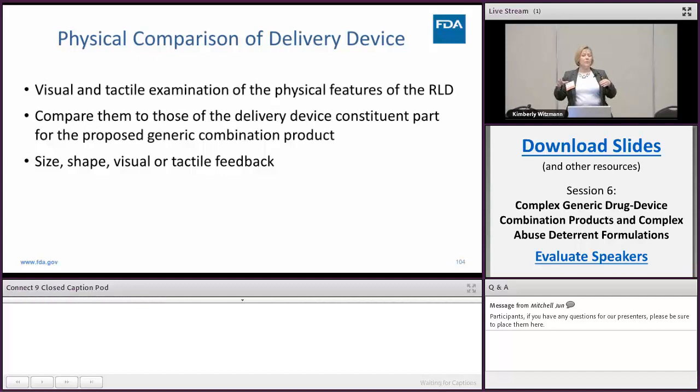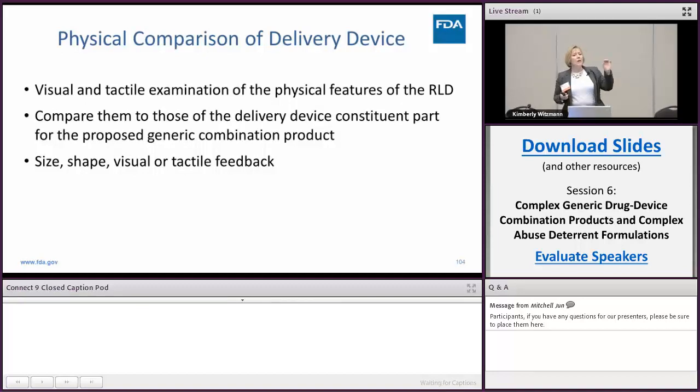So it would also include things, for example, if there's an auditory cue, if the reference listed product makes a whistle sound when you use it, or if there's a buzzer or a click or a whirring sound that people use to cue to say, oh, I'm getting my medicine or I'm doing this right. Those things would all need to be taken into consideration for this physical comparison of the delivery device constituent part. It would also include things like shape and size of the product. So for example, if you were planning to make a metered dose inhaler, most people are familiar with those, the little L-shaped actuators.